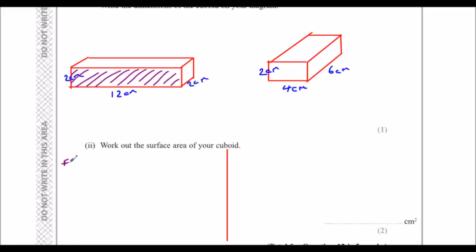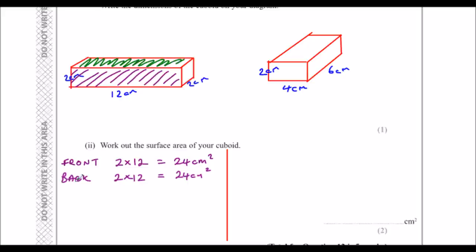So the front is 2 times 12 for this one, which is 24 centimeters squared. And remember, the back is the same as the front. So the back is also 2 times 12, which is 24 centimeters squared. The top, so I'll do this in green. The top of this shape is, well, it's 2 times 12 again. 2 along, 12 across, 2 times 12, which is, of course, 24 centimeters squared. And the bottom is the same. 2 times 12, 24 centimeters squared.